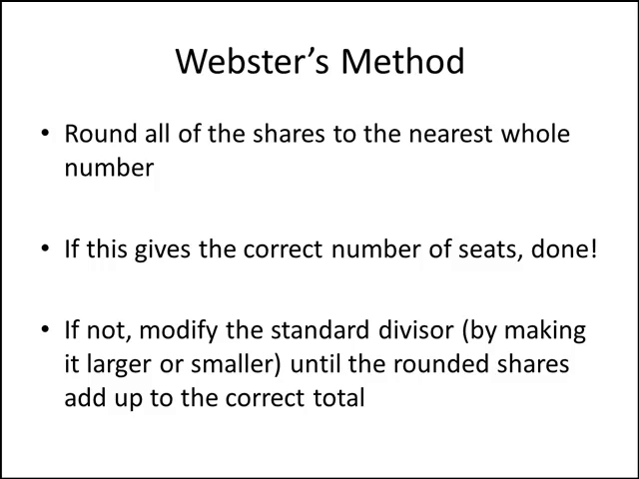If we take those rounded shares and add them up, we might get the number of seats that we're looking for, in which case we're done. If not, then we've got some more work to do. We'll need to modify the standard divisor by making it larger or smaller until the rounded shares add up to the correct total. So let's see how this problem works out.